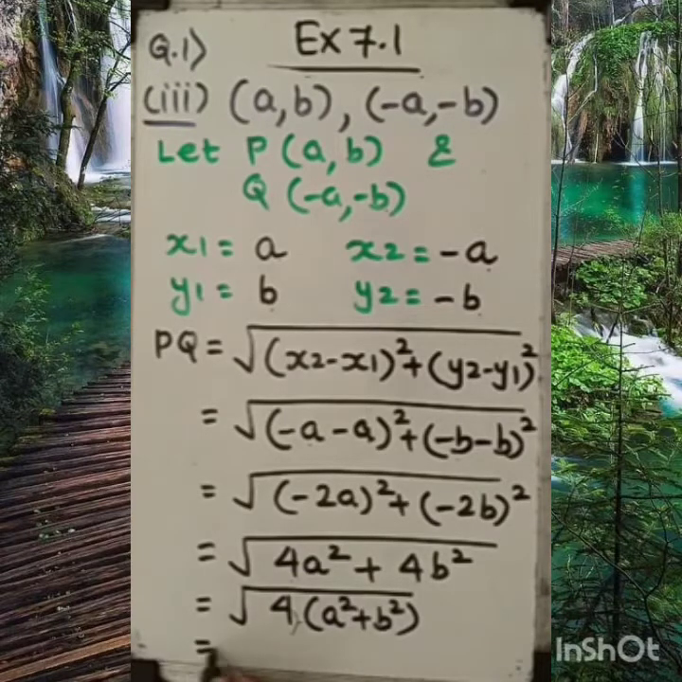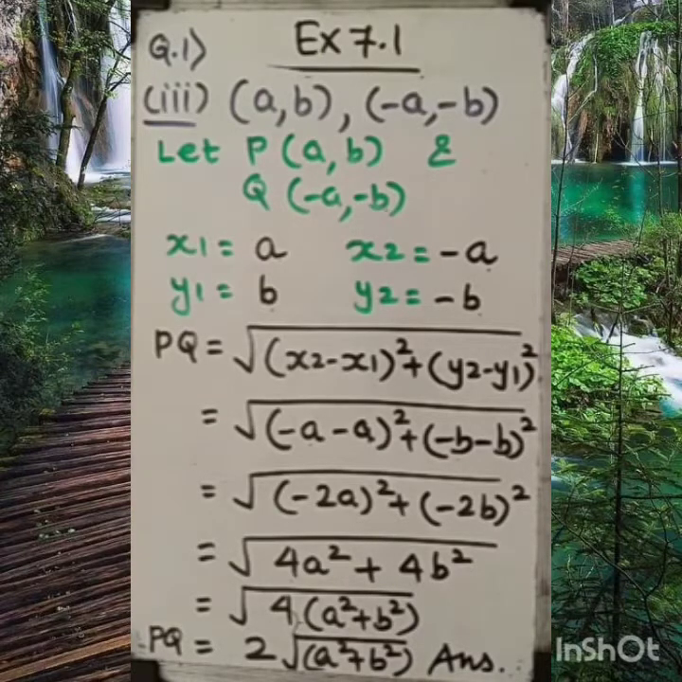But dear student, 4 is a perfect square, so its square root, if I take it outside, is 2, and under the root a square plus b square. This is not a perfect square. If it were given individually, then it's okay, but it is given with a combined addition. The operation between them is addition, so it is not a perfect square. So this much is the solution. We can say the distance between the given 2 points P and Q is equal to 2 times the square root of a square plus b square. This is the answer for the third part of question 1. Clear?